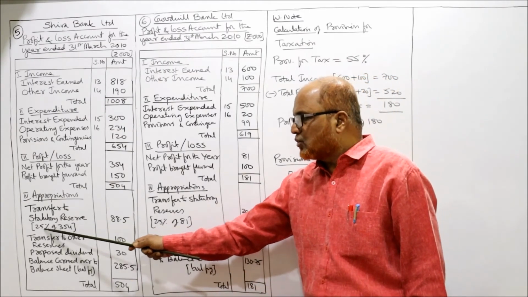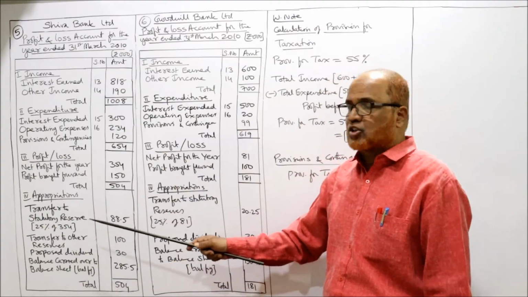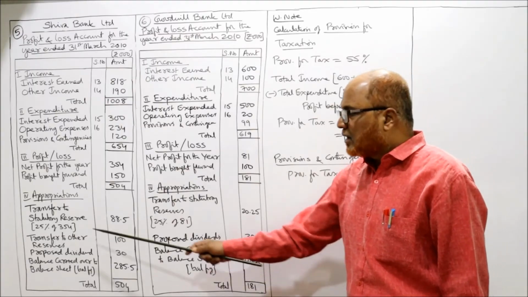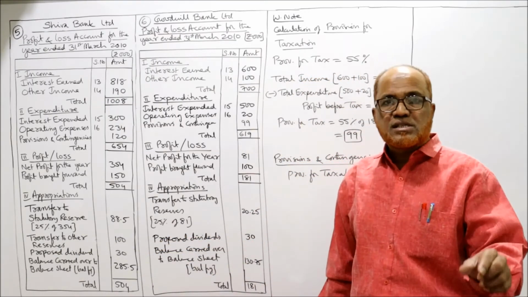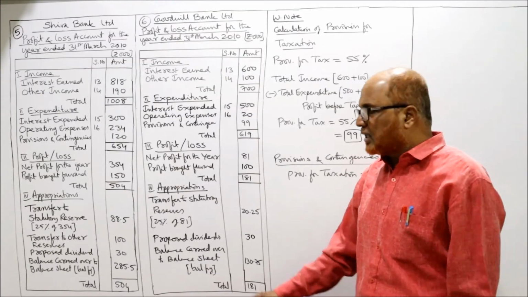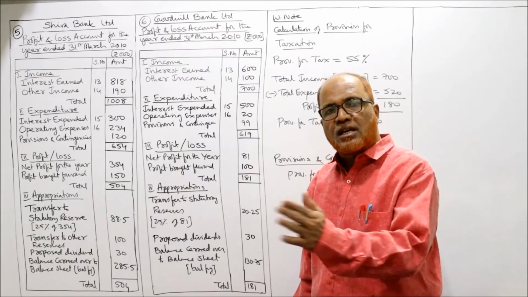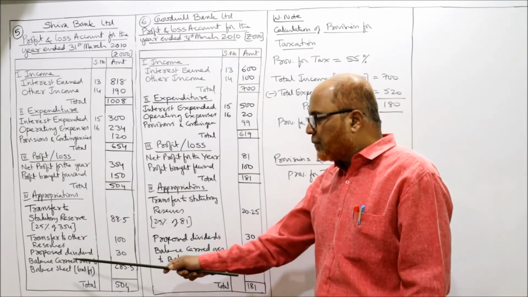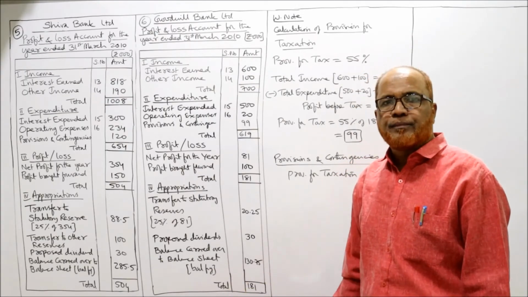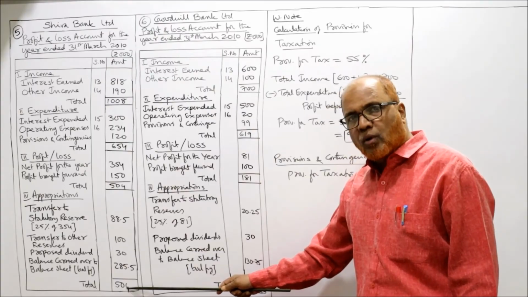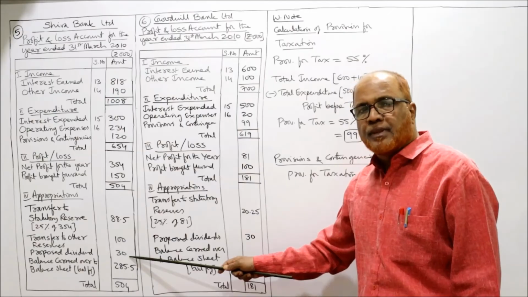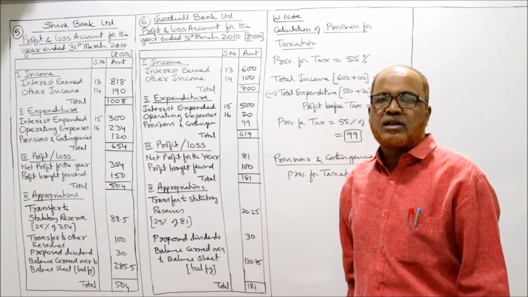Transfer to statutory reserve, 25% of current year's profit. Current year profit 354, 25% comes to 88.5. Transfer to other reserves is given in the problem. In the previous problems it was not there, only statutory. Here other reserves 1 lakh, omit 3 zeros, 100. Proposed dividend given in the problem 30,000, omit 3 zeros, 30. Now subtract. Total profit 504 minus 88.5 minus 100 minus 30. The balance carried over to balance sheet is 285.5.